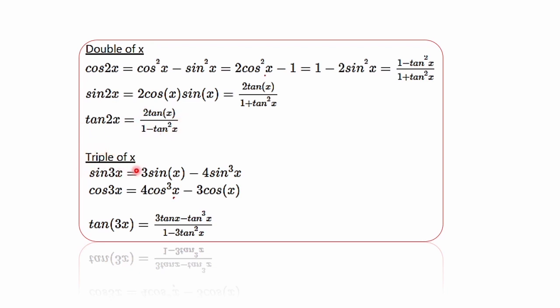And the 3x formulas, the triple of x formulas: sin 3x is 3 sin x minus 4 sin cube x, cos 3x is 4 cos cube x minus 3 cos x, tan 3x is 3 tan x minus tan cube x divided by 1 minus 3 tan square x. Especially these 3x formulas are very useful for inverse trigonometric questions. So please make sure that these formulas are learned by heart properly.